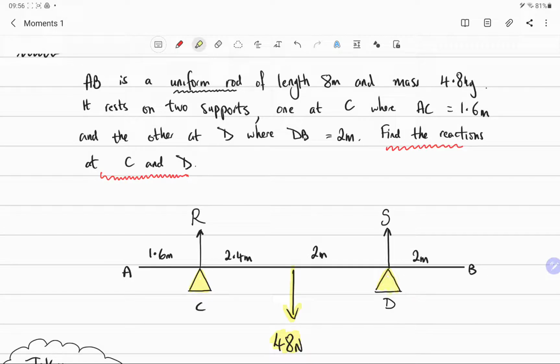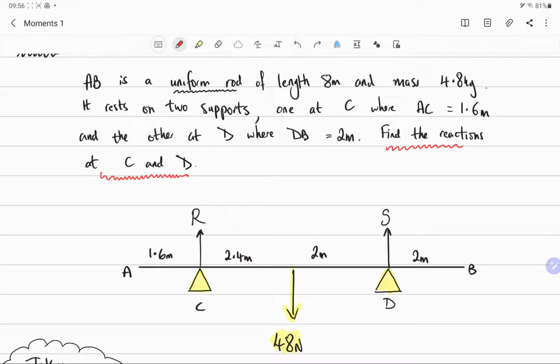The next thing you have to do is put in your 2 supports, and you have to be able to figure out what these values here are. So the whole length of the rod is 8 meters, and the information in the text of the question helps us to figure out what each of these individual lengths are. And you need those individual lengths to do your calculations. So let's read through the question and see how we get these.